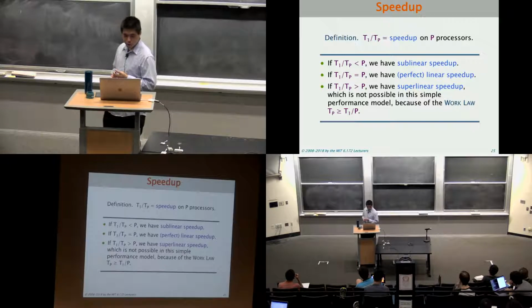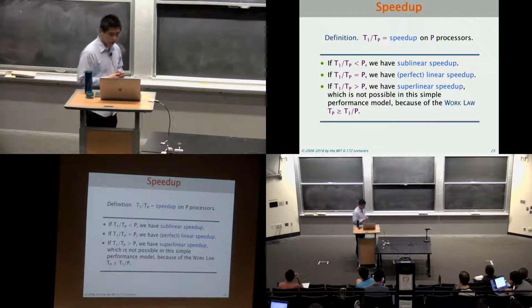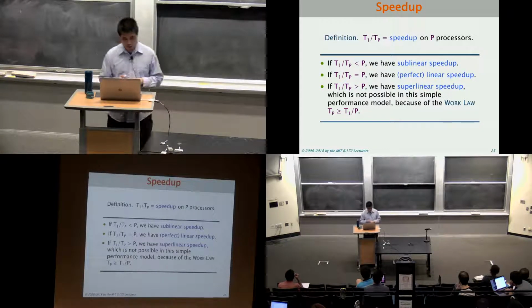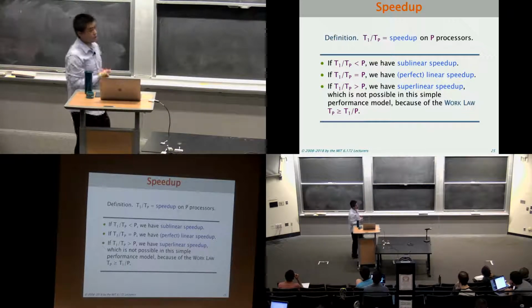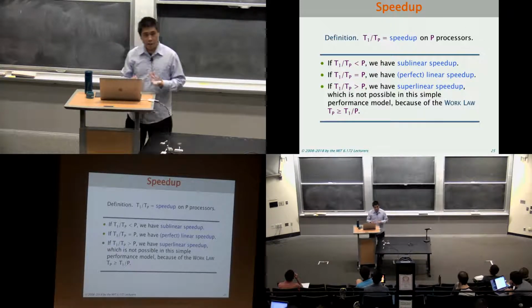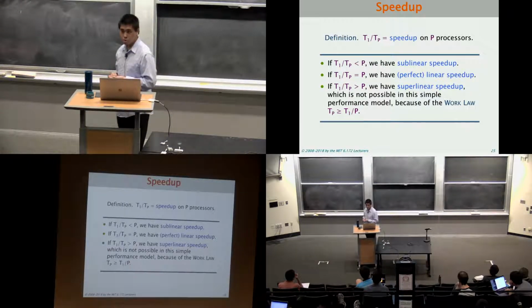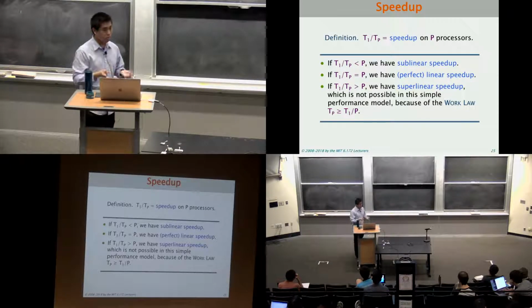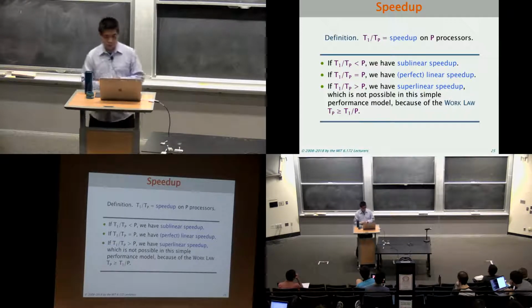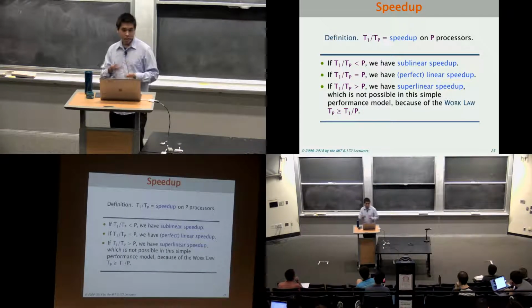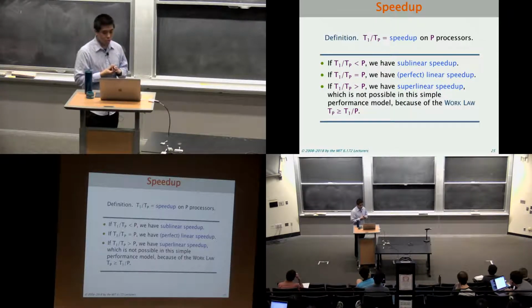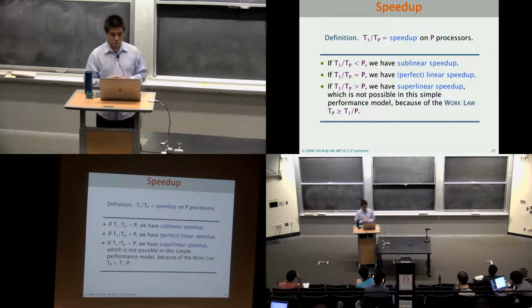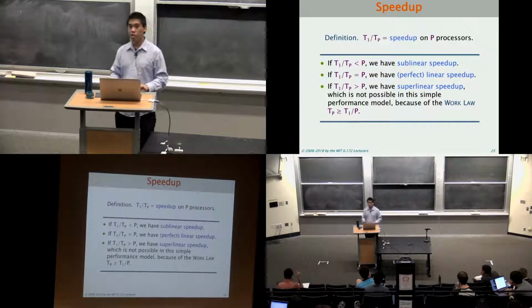In our simple performance model, this can't actually happen because of the work law. The work law says that TP has to be at least T1 divided by P. So if you rearrange the terms, you'll see that we get a contradiction in our model. In practice, you might sometimes see a superlinear speedup because when you're using more processors, you might have access to more cache, and that could improve the performance of your program. But in general, you might see a little bit of superlinear speedup, but not that much. And in our simplified model, we're just going to assume that you can't have superlinear speedup. And getting perfect linear speedup is already very good.